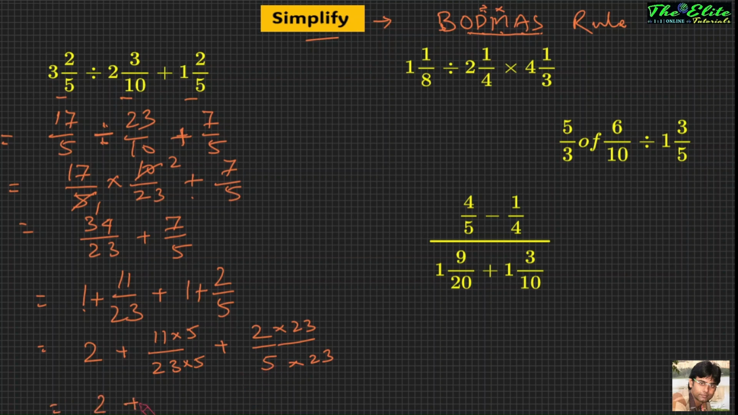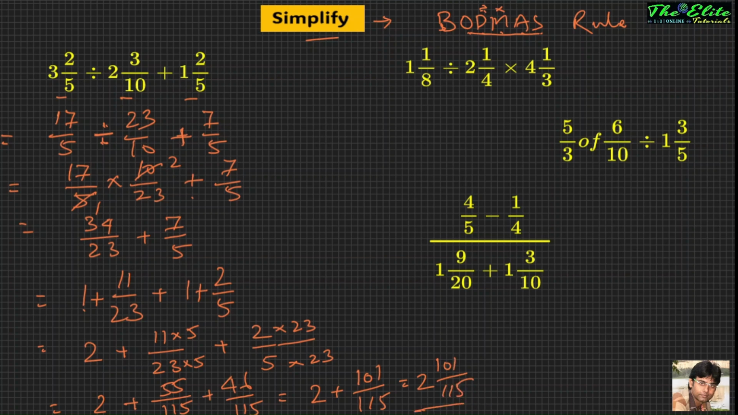You are going to get 2 plus 11 5s are 55, so 55 by 115, and this is going to be 46 upon 115. So 2 plus this you can add. 2 plus 6 and 5 is 11, 4 and 5 is 9, and then 1 from there, it is 110 by 115. This is a proper fraction, so you can put them together without using the sign of addition.